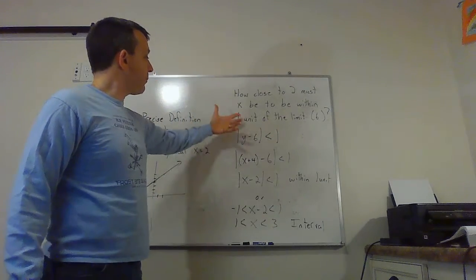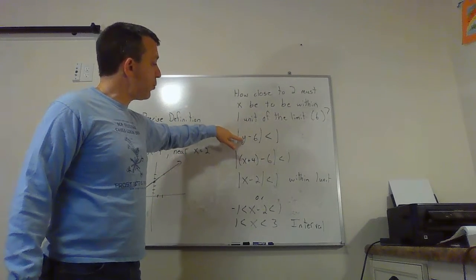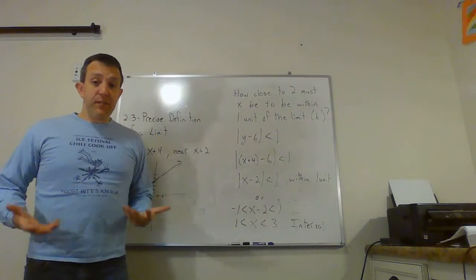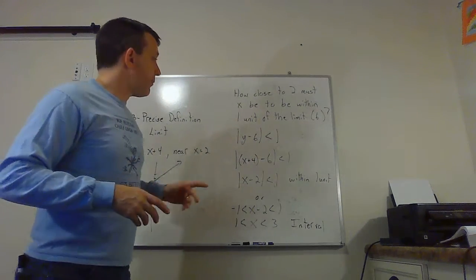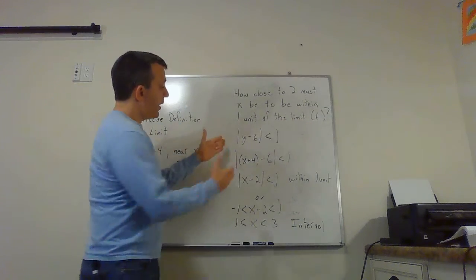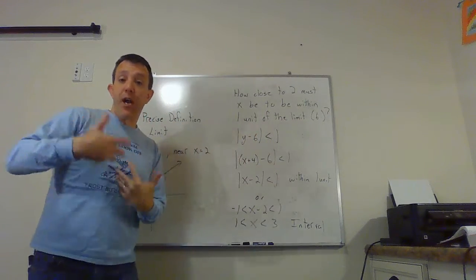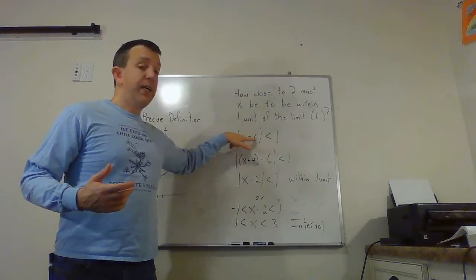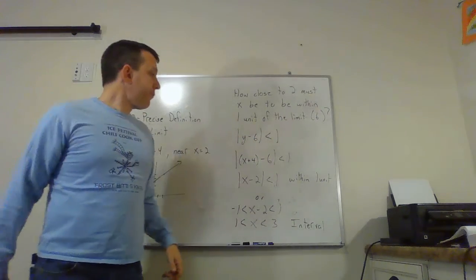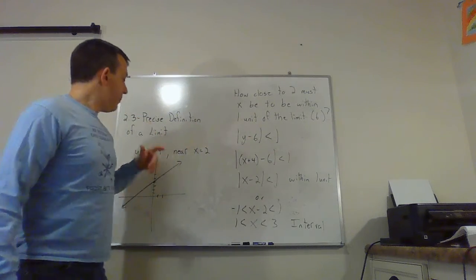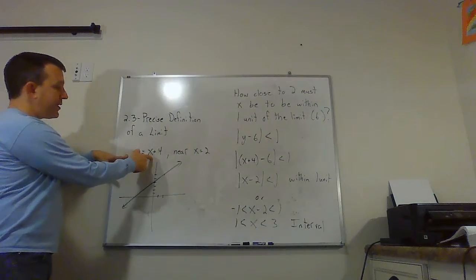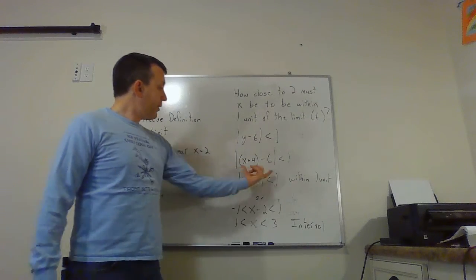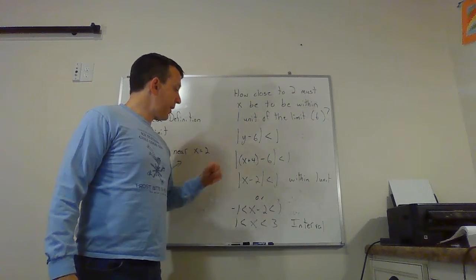So what that means is we want the distance between the y value and the limit to be less than 1 unit, right? We want to be within 1 unit. When we take the absolute value of a subtraction problem, what we're really talking about is the distance between y and 6. So we set that up. But then we know y is equal to x plus 4, so we can replace the y with x plus 4. You can clean that up: 4 and negative 6 makes minus 2.